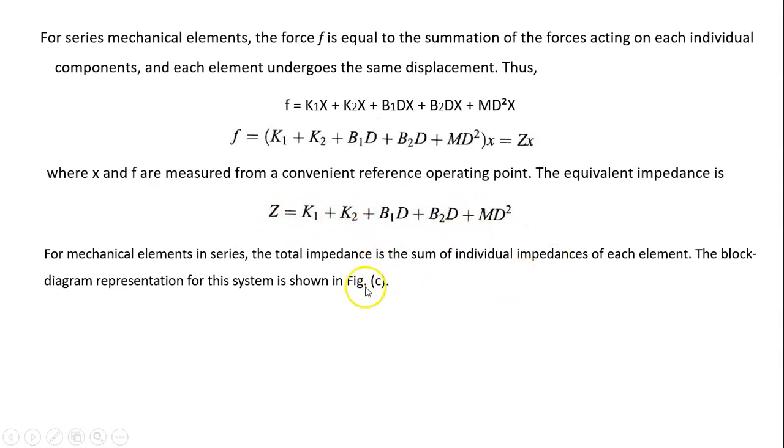Therefore, the block diagram representation for this system is shown in figure C. The block diagram is like this. How to read this block diagram? F into 1 upon Z is equal to X.